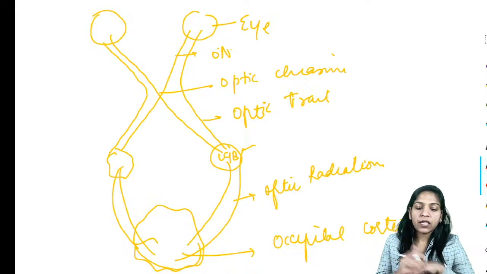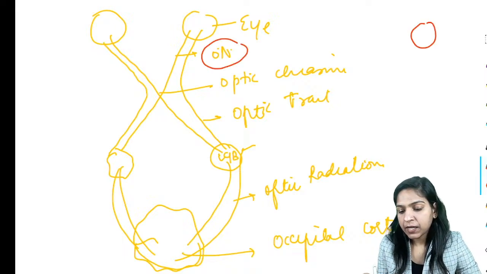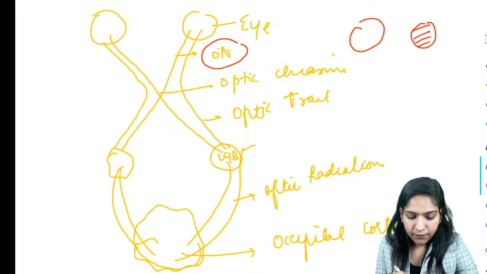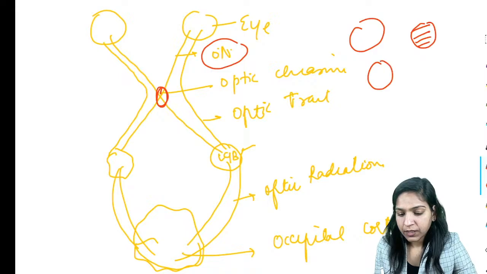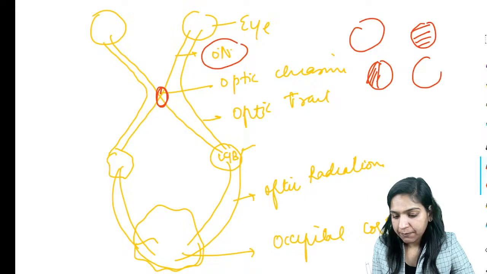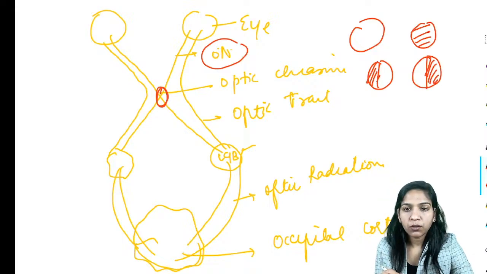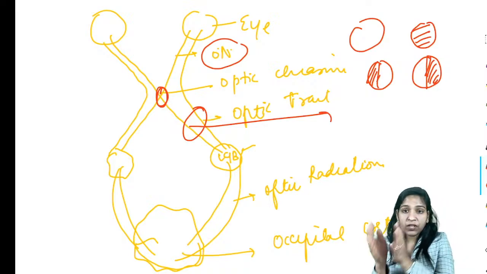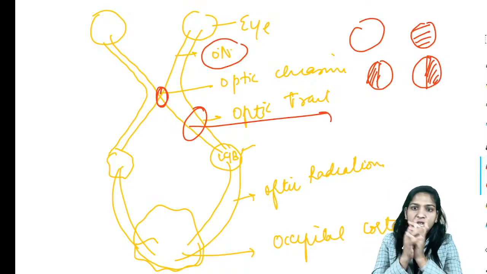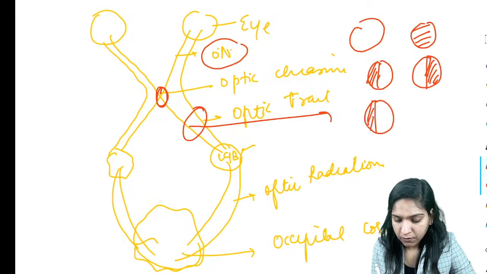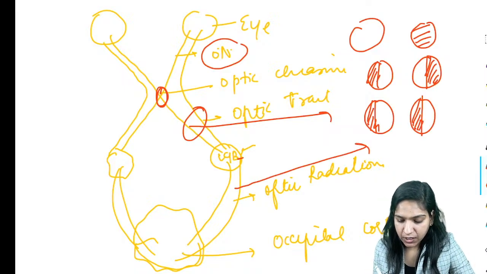Right, so if there is defect of the optic nerve, there will be complete hemianopia. Right, this you all know. So if there is defect of optic chiasma, there will be bitemporal hemianopia. This also you know. If there is lesion of optic tract, then if there is a lesion of right optic tract, then there will be left homonymous hemianopia, right? Same for the optic radiations.